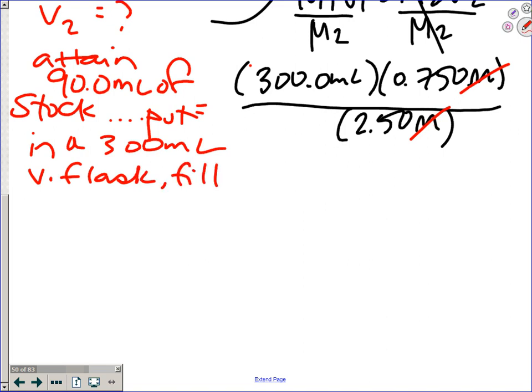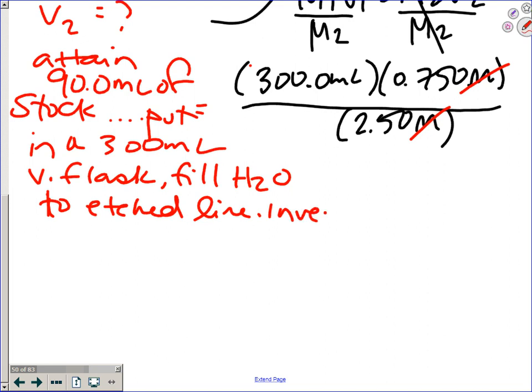Fill with water to what? Etch line. Good. And then invert just to mix it, like with your fingers, like you just did in your lab. Now I don't always ask you to explain how, but it's nice to be able to put that into perspective. Any questions?